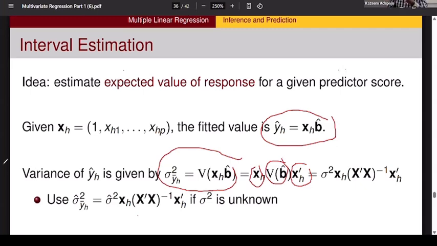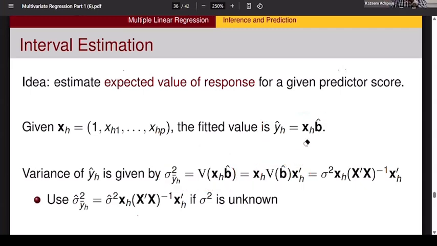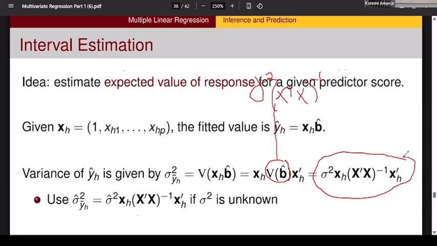But on Monday, do you know I showed you something? I derived the variance of the B cap. What was the variance of the B cap that I showed on Monday? Let me remind you, the variance of the B cap that I derived on Monday was sigma squared times X transpose X inverse. You remember I derived that on Monday. The variance of the B cap. That was what I put here. Now you see how we derive that. That is the variance of the prediction.